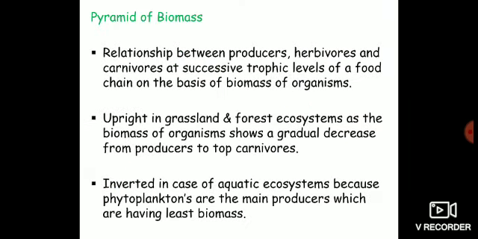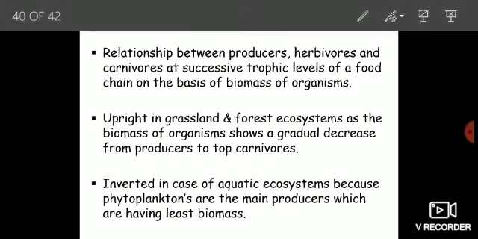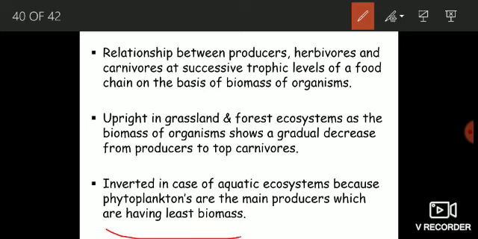The second type of pyramid is pyramid of biomass. When you are representing the relationship between producers, herbivores, and carnivores at successive trophic levels of a food chain on the basis of biomass of organisms, you are constructing a pyramid of biomass. And pyramid of biomass is upright in case of grasslands and forest ecosystems, as the biomass of organisms slowly decreases from producers to top carnivores. However, the pyramid of biomass is inverted in case of aquatic ecosystems, say for example pond ecosystems, where the phytoplanktons are the main producers which are having the least biomass.